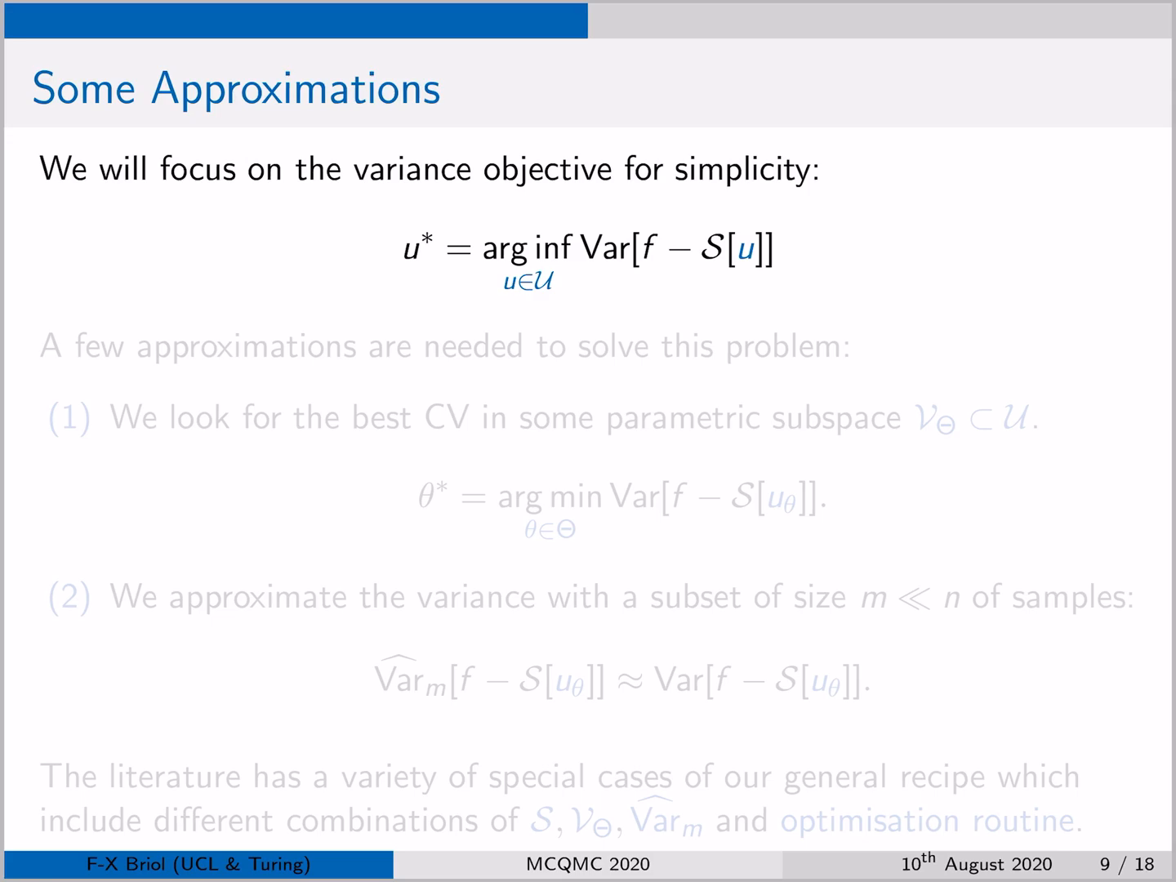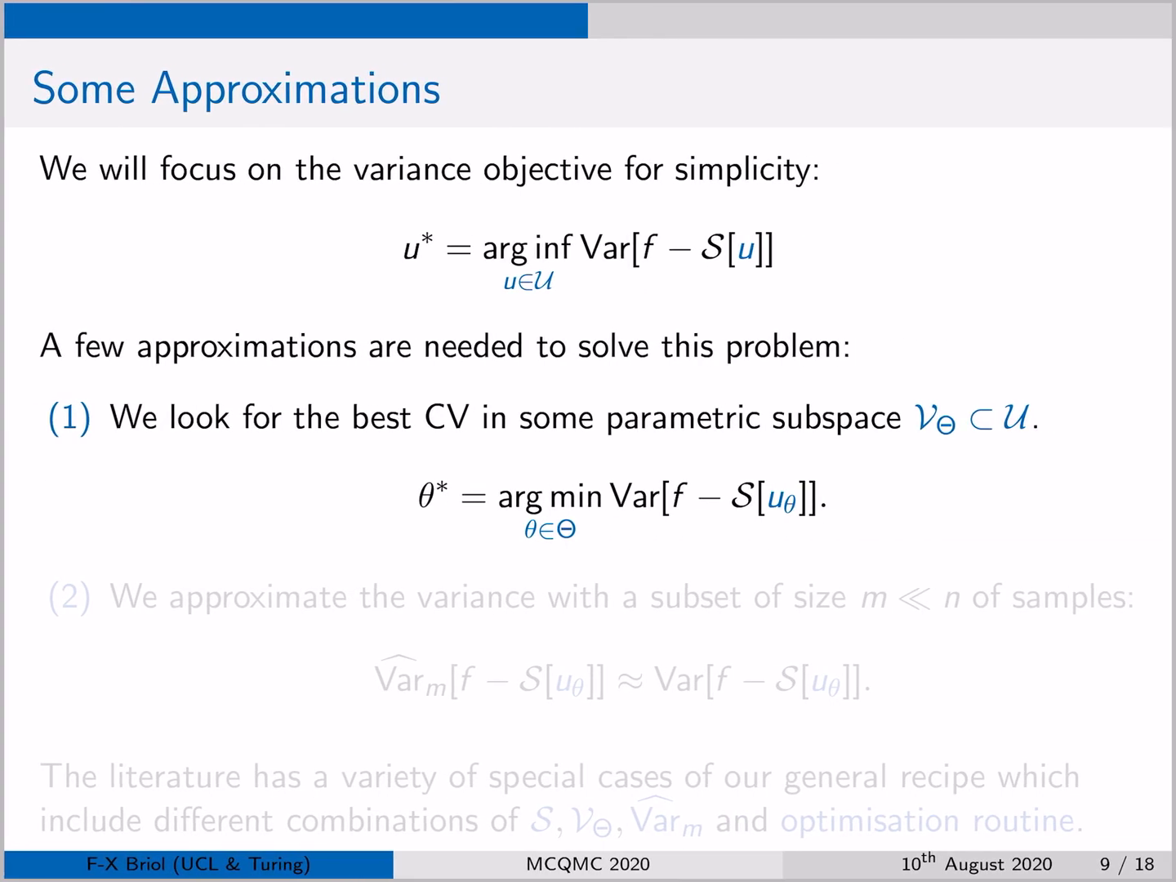So how would we do that? We look for a function u in the Stein class such that the variance of f minus Su is minimized. There are obviously a couple of approximations that we have to introduce here. One of them is that usually you can't solve this over the whole of u, the Stein class, so you have to look in some parametric subspace. This might be the class of polynomials or some kind of kernel interpolant class, and then you optimize over the parameters.